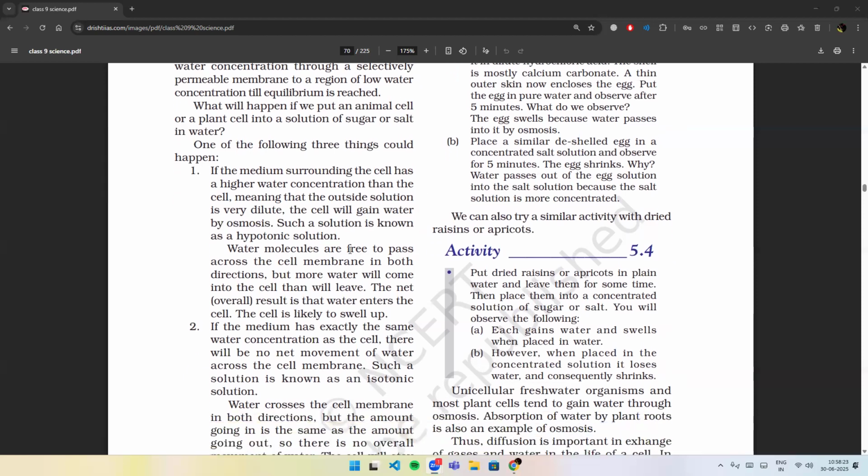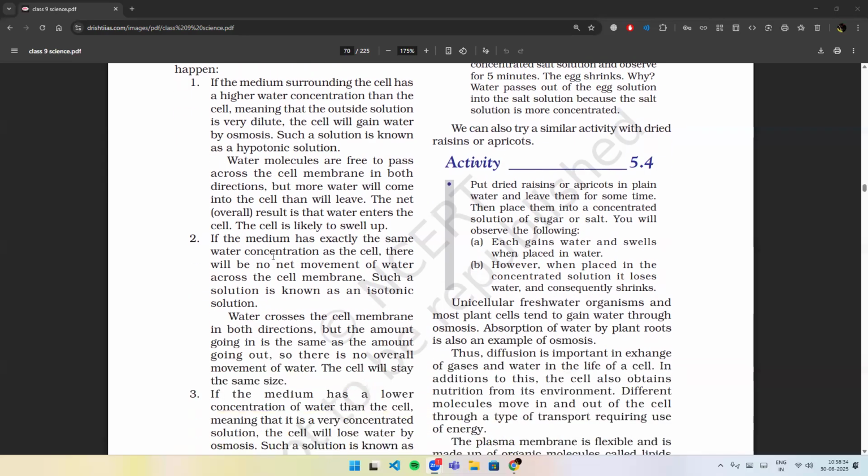What will happen if we put an animal cell or a plant cell into a solution of sugar or salt in water? One of the following three things could happen. If the medium surrounding the cell has a higher water concentration than the cell, meaning that the outside solution is very dilute, the cell will gain water by osmosis.